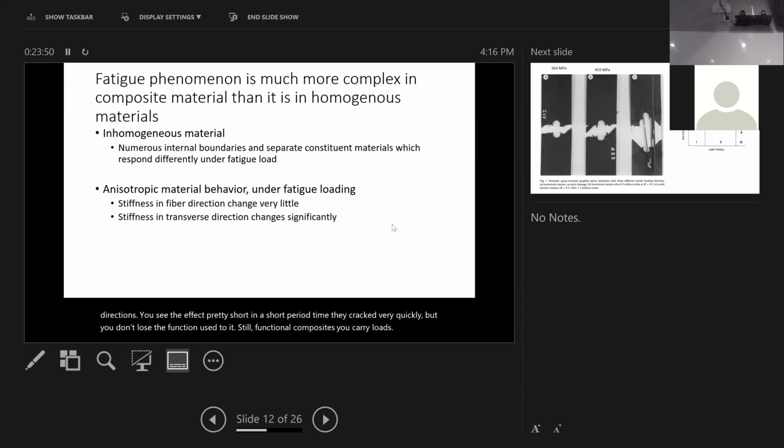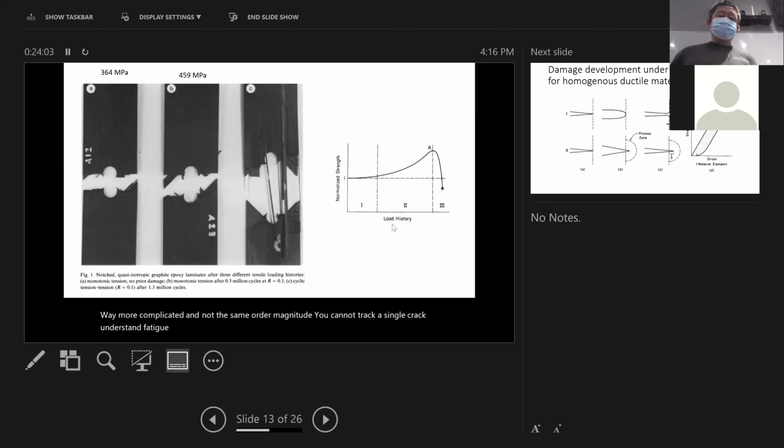So these things compounded together make the material process of fatigue way more complicated. Not the same order of magnitude. You cannot track a single crack to understand the fatigue of composites. To give an example here, this is the experiment conducted by a group at Virginia Tech.